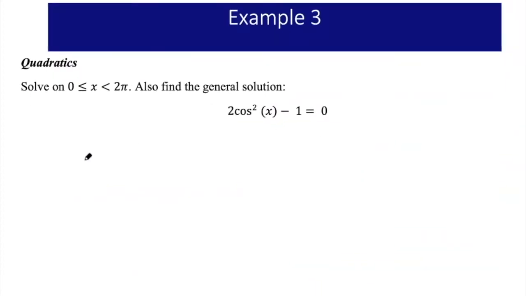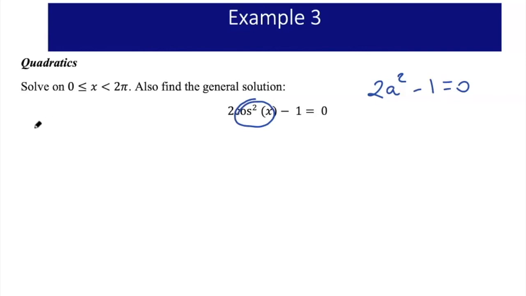In example 3, the cosine is squared, so I have to solve it as a quadratic. I'll write it here just to make sure that we understand. It's like saying 2a squared minus 1 equals 0. And I have to solve it the same way. So cosine of x is the value that is squared, whatever the cosine of x is.